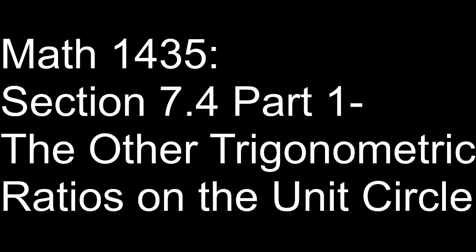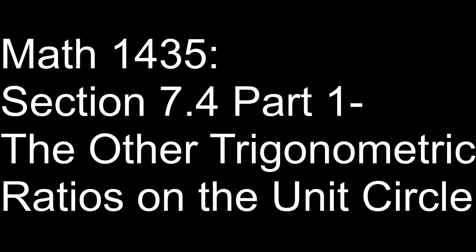It's Professor Wenson here again with a video on your KnewtonAlta homework for section 7.4 part 1, titled The Other Trigonometric Ratios on the Unit Circle. So we've seen how to determine the sine and cosine of an angle using the unit circle, and reference angles. This part 1 is doing the same thing, but for the other four trigonometric ratios: cosecant, secant, tangent, and cotangent.